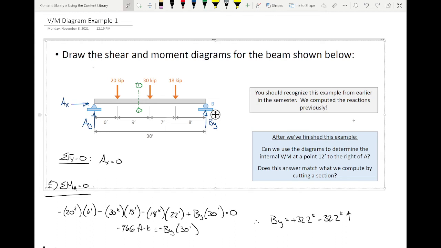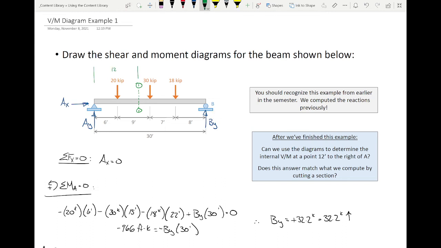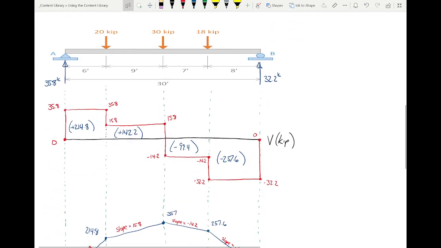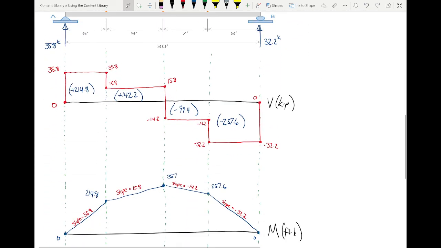Right? If this distance is 12 feet, you okay with that? Now, where would that be here on the shear diagram and the moment diagram? That'd probably be about right here.